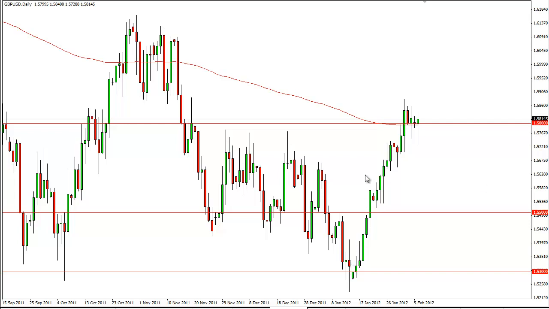Not only that, you can see that the move was straight up. Every pullback has been very shallow, so a lot of traders have actually missed this trade, would be my suspicion, because they're going to want to see some type of pullback in which to get involved.